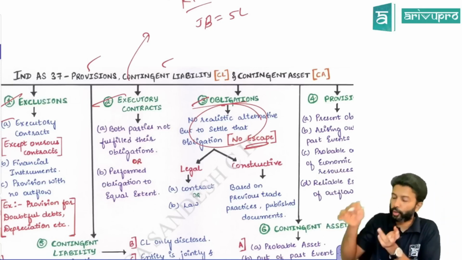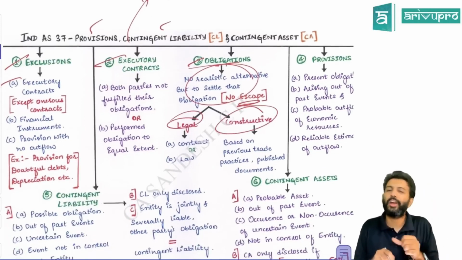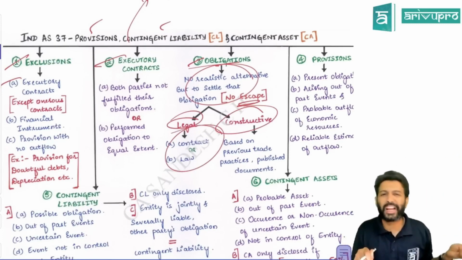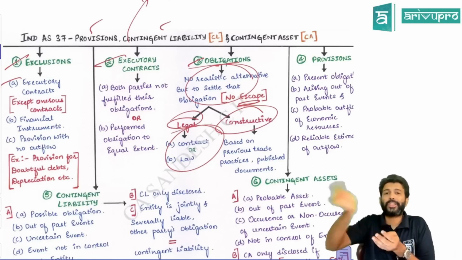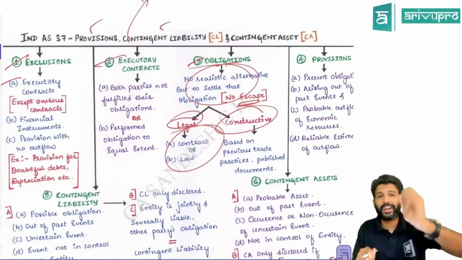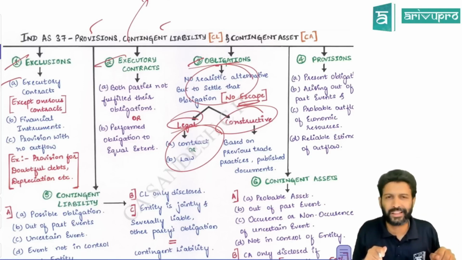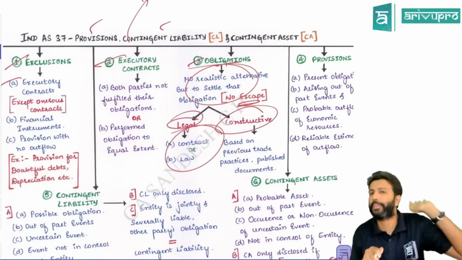So obligation could be of two types. One is legal obligation. Another one is constructive obligation. Legal obligations are those obligations which arise as part of contract or law. For example, we have to pay gratuity. That is required as per law, right? Also, when you sell a product under a contract, you give warranties. That means warranty obligations arise as part of the contract. So those obligations which arise as part of contract or as per law, we call legal obligation.